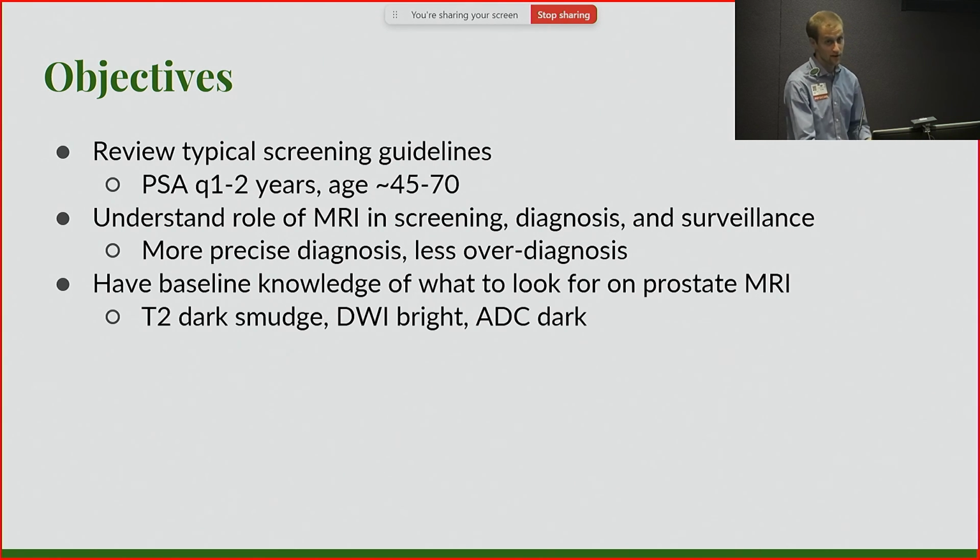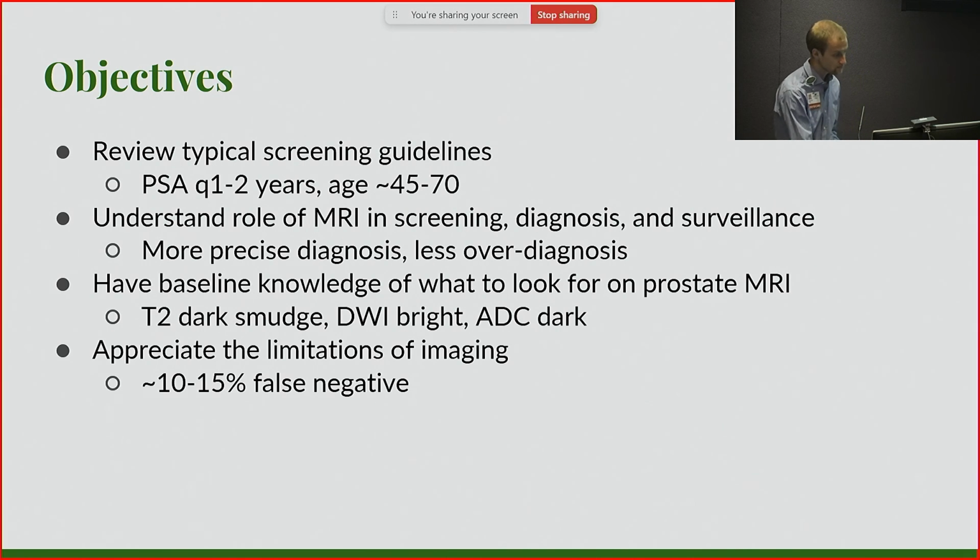Big takeaways on the MRI: the T2 phase is going to be the anatomic one. That's the one that you can actually see stuff on. It's going to look like a dark smudge. The DWI and ADC, it's going to be bright and then dark. You put all those things together, and that's going to give you your PI-RADS score that tells you the likelihood of having prostate cancer.